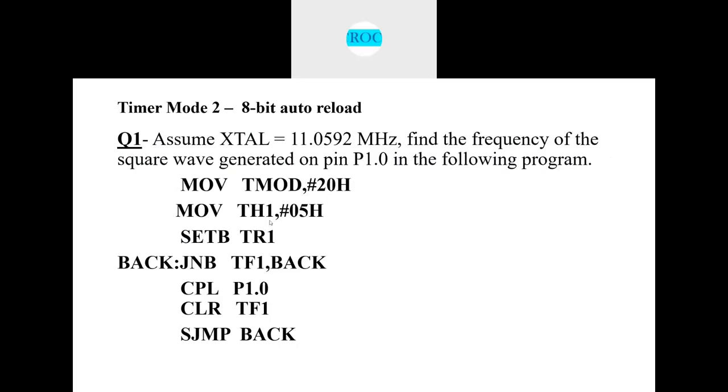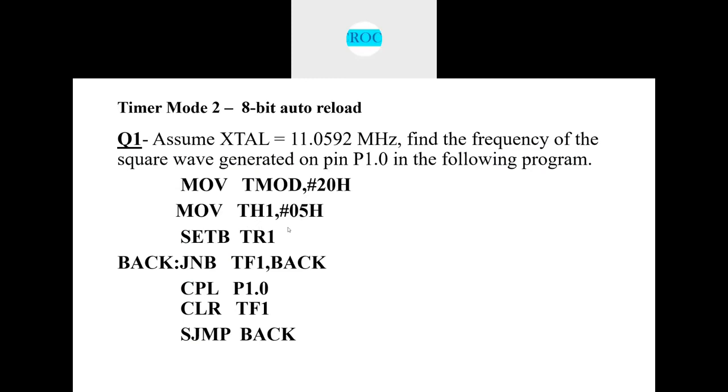Next, MOV TH1, #05H, right? Since timer 1 is selected for mode 2, we use the register TH1 here. Now the higher byte register is initialized with the value of 05h.